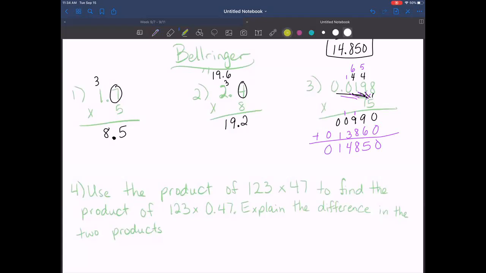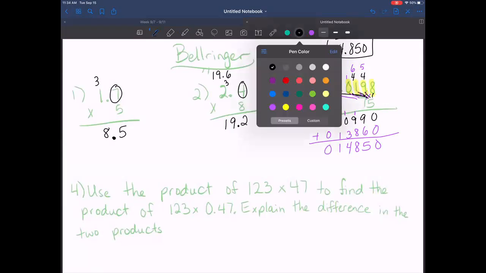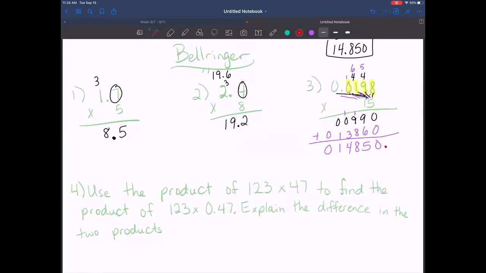So how many decimal places do I have in the whole problem? Well, let me count. I have 1, 2, 3, 4. So I'm going to move my decimal. And I'm going to pick a different color. I'm going to go with red. So my decimal starts all the way back here. We're going to move it over 4. So 1, 2, 3, and 4. So Susan, we were off by 1 decimal place. Do we see that? We've got to make sure that we count all the ones that are on the inside.